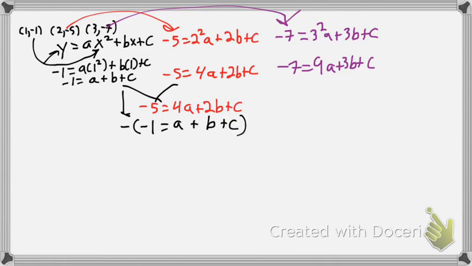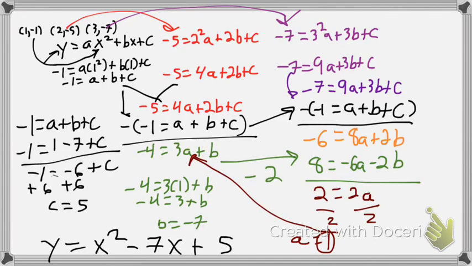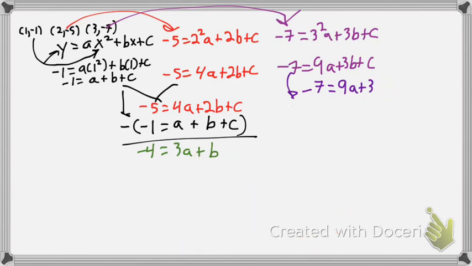So we have -5 minus a -1. It's going to give me -4. And the reason it's -4 instead of -6 is because we're subtracting it. And so we get -5 plus 1, or -4. 4a minus a is 3a. 2b minus b is b.